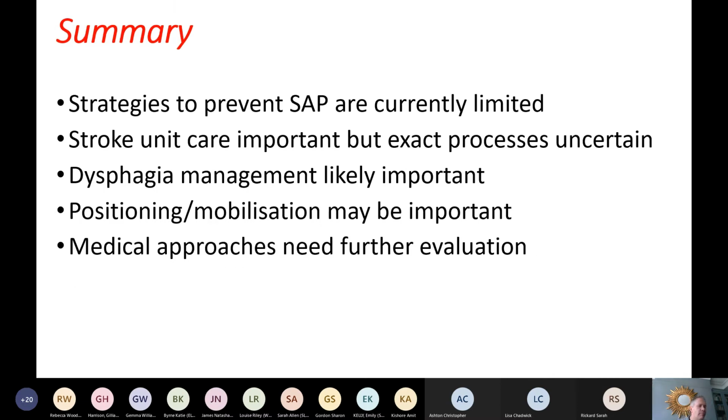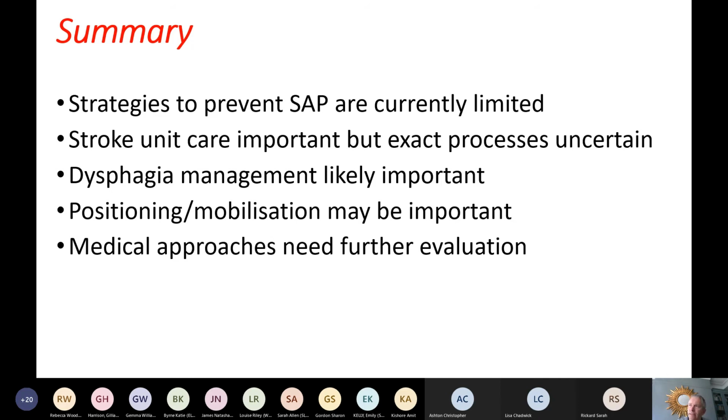So in summary, trying to prevent stroke-associated pneumonia is incredibly challenging. We have very limited evidence-based strategies at the moment. There's a lot of common sense strategies, but we don't know the answers. Stroke unit care is clearly important compared to not having stroke unit care, which we would expect. There is evidence for that, but we still need to try and untangle what the processes of care are on the stroke unit that are actually beneficial.